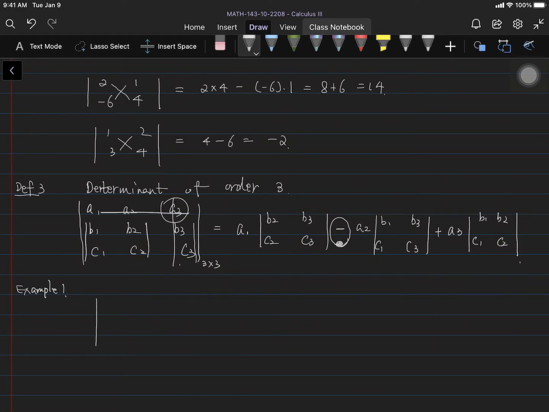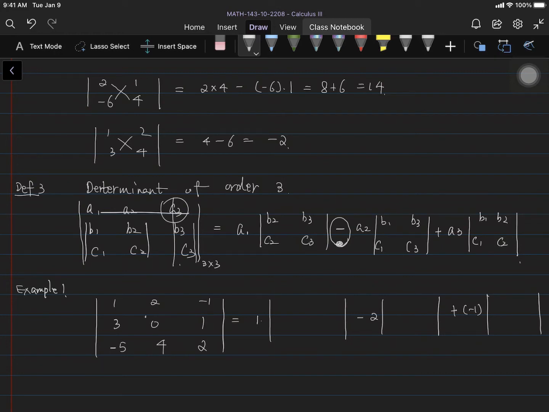We have a 3 by 3 matrix: 1, 2, negative 1, 3, 0, 1, negative 5, 4, 2. A1 is 1, and in front of A2 is minus. And plus A3, but A3 is negative 1, so we can write down plus A3 like this. Then let's see what the 2 by 2 determinants are.